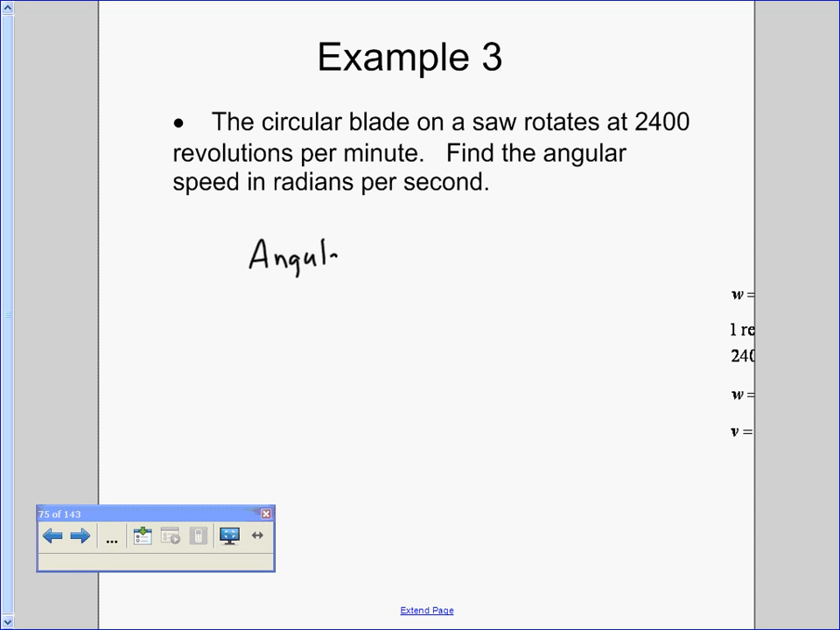Okay, we know the angular speed is going to be our angle measure in radians divided by our amount of time. So it doesn't tell us a certain amount, but it tells us it makes 2,400 revolutions in 1 minute. So let's say instead of talking about 2,400 revolutions, we say 1 revolution, which in radians, 1 revolution around a circle is going to be 2 pi.